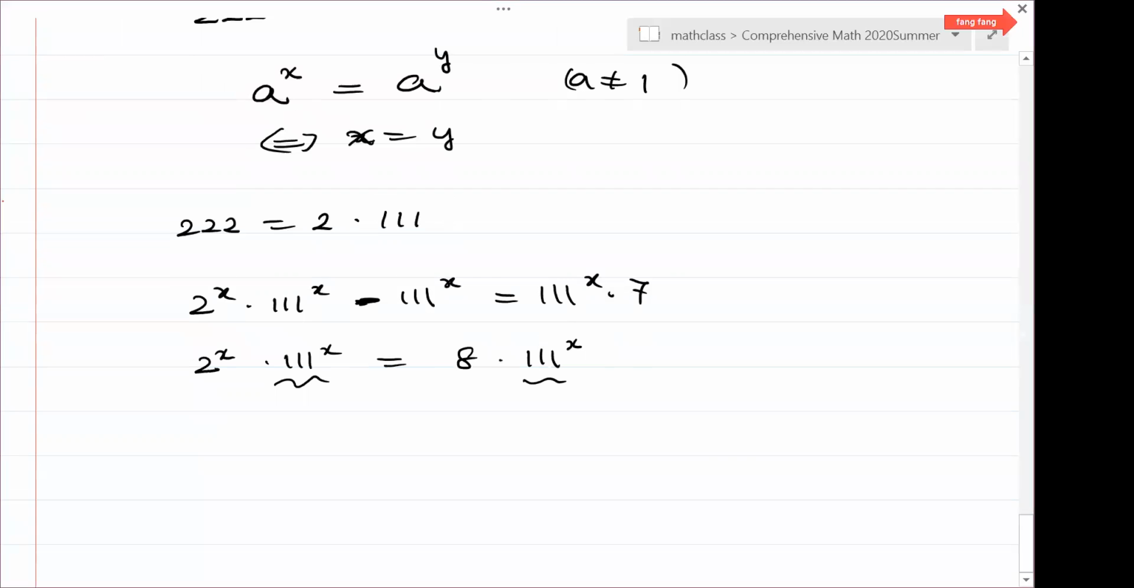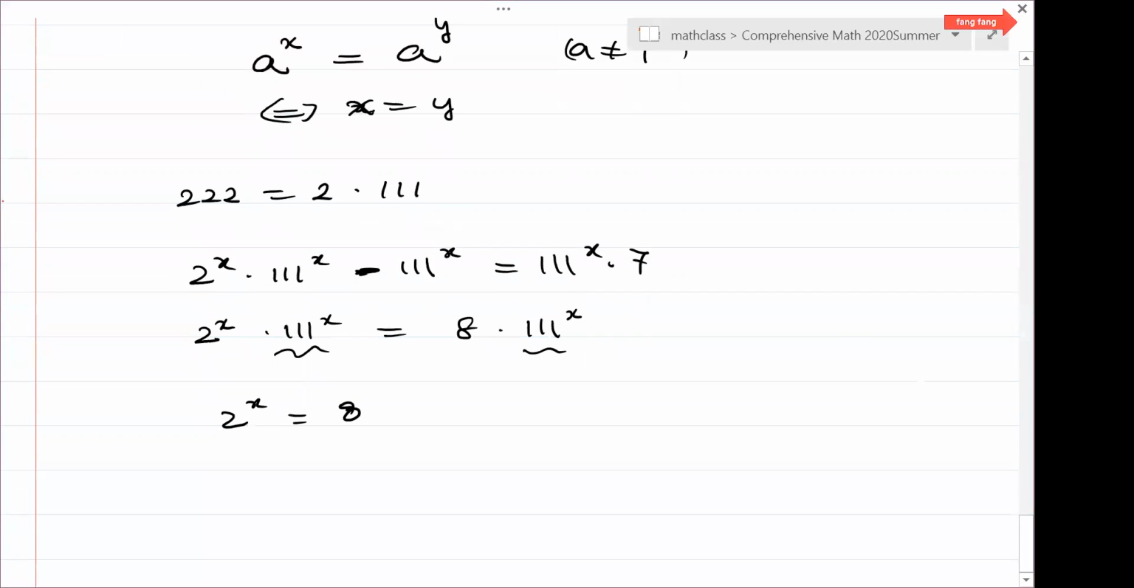Okay. 111, so you don't need it. Actually, you end up with a very simple equation. Okay. Now, when you get an equation like that, can you get x? Well, you needed to know 8 is 2 cubed. Then 2 to the x equals 2 cubed. So x should be equal to 3. Okay. So you get the final answer.